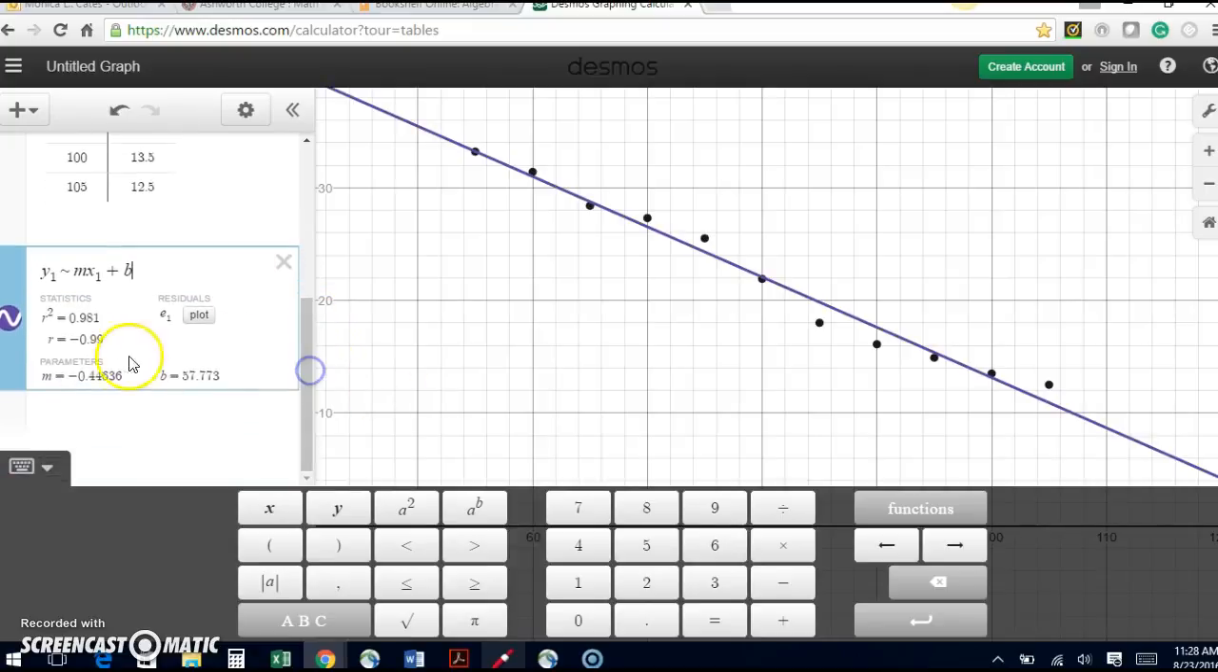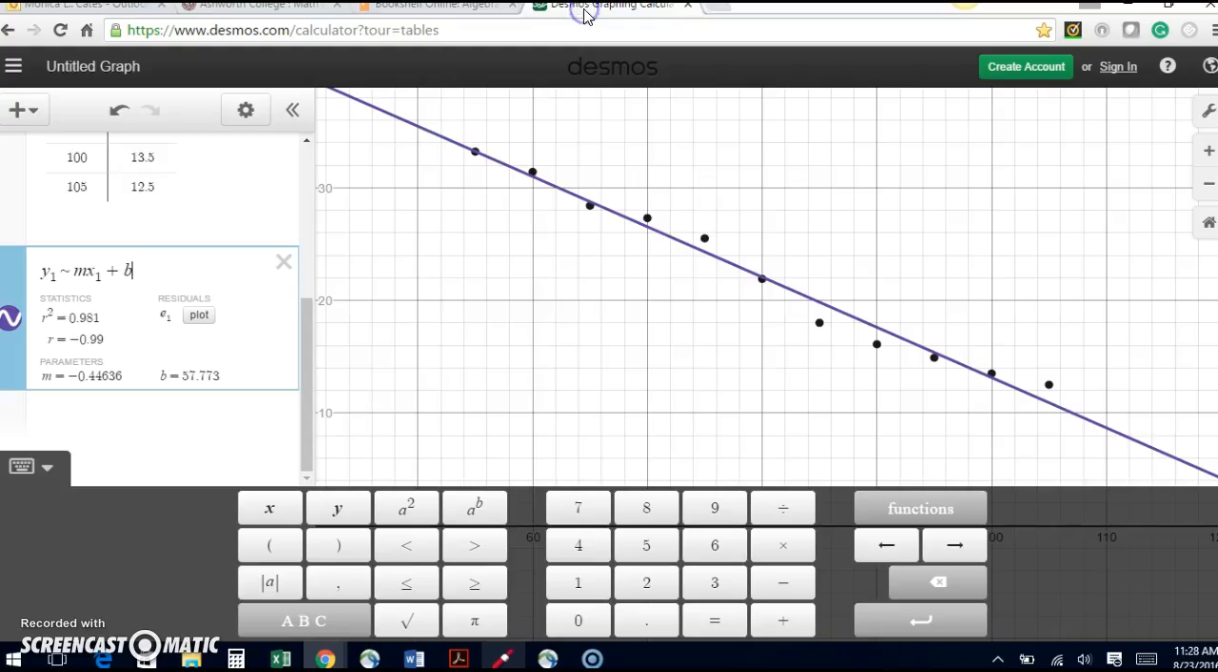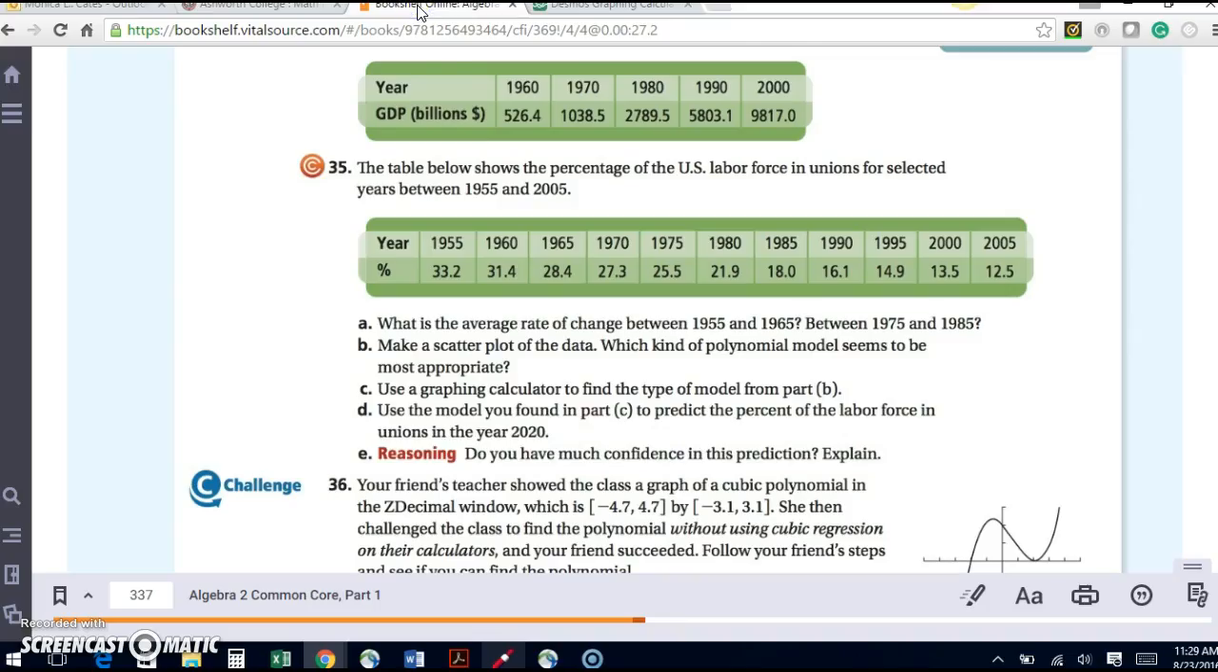R squared is really, really close to 1, and that's what we want. And look at my points, it looks like it's touching most of my points there. So we can leave it at linear. It says use a graphing calculator to find the type of model from part B, and we did that.